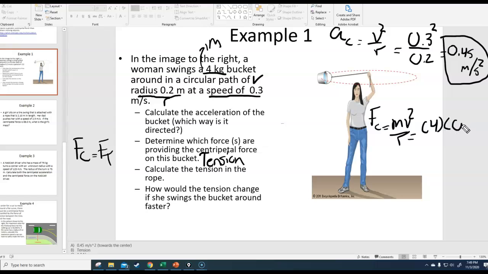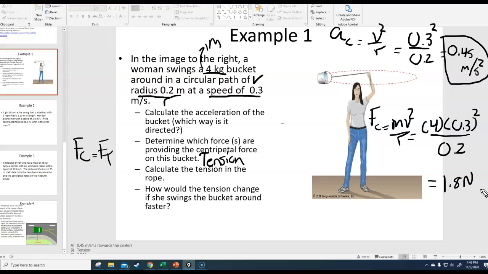V is 0.3. Don't forget the squared is only on the v. So you would do 0.3 squared times 4 and then divide by 0.2. And if you do that correctly, you should get 1.8 newtons. Okay, so the tension in the rope is 1.8 newtons.